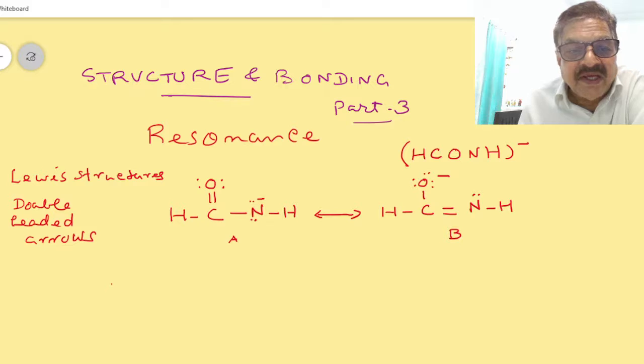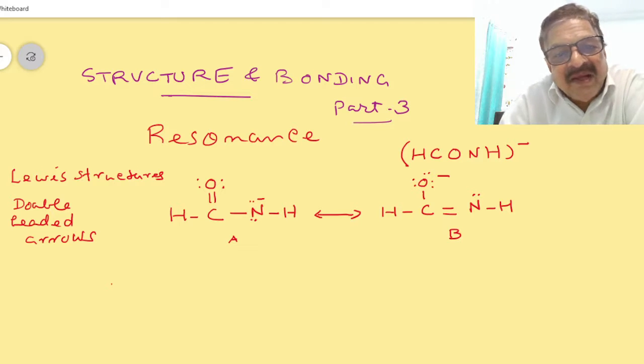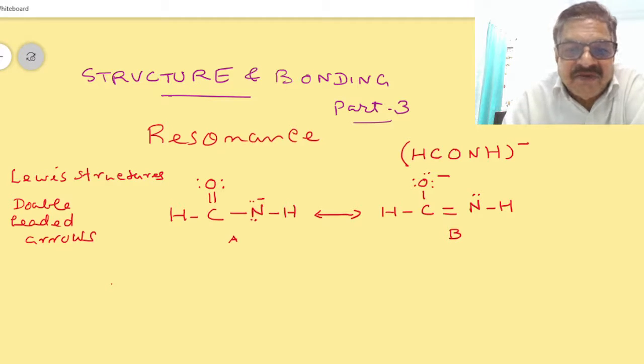Now, what are these resonance structures? They are Lewis structures that differ only in the location of the electrons: non-bonding electron pairs as well as the pi bond electron pairs. There is a difference in the position of the electron pairs, that is the non-bonding electron pairs as well as the double bond, the pi bond electron pairs. These are the resonance structures. The positions of the atoms are the same. There is no change in the position of the atoms, but the position of the electrons is different.